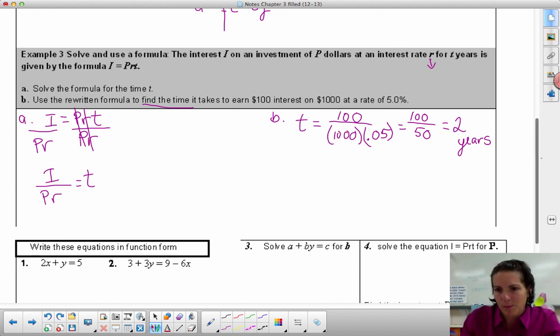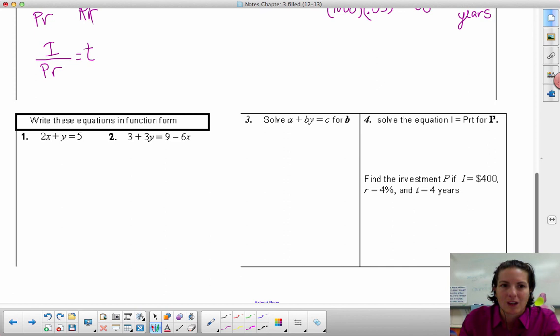You have some practice problems below. The first two are write them in function form. Then you have 2 literal equations. And one of the literal equations is another investment problem. Give those a try. Come back and check your work.